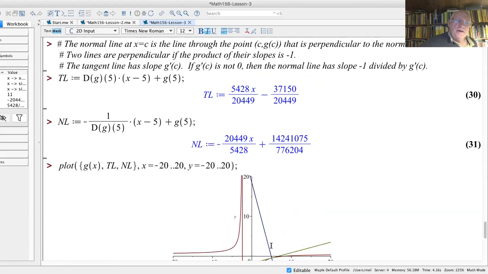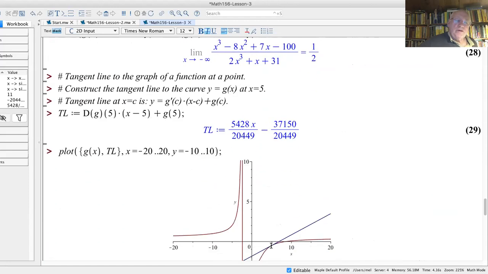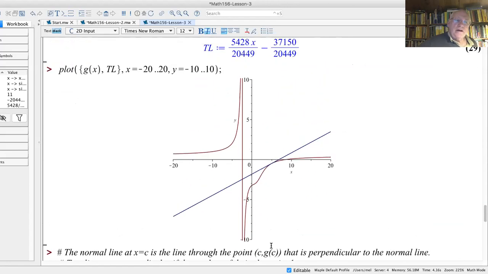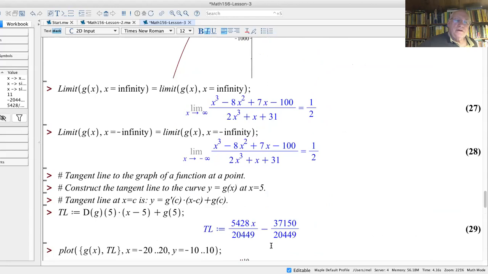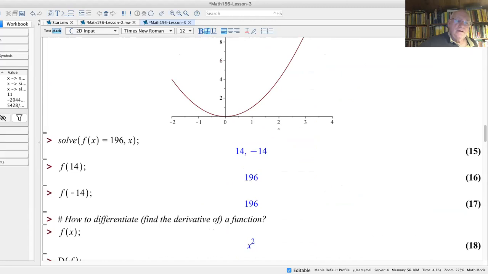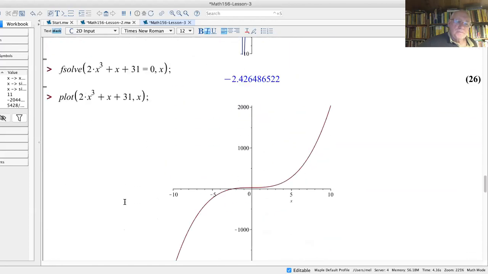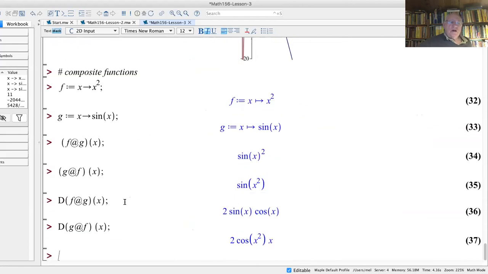So this is really quite amazing. If you have a function, all you have to do to differentiate it is use the letter capital D. How to differentiate a function? The function is f of x, D of f. That's it. Now, it is true, sometimes you have an expression. So how do you differentiate an expression?